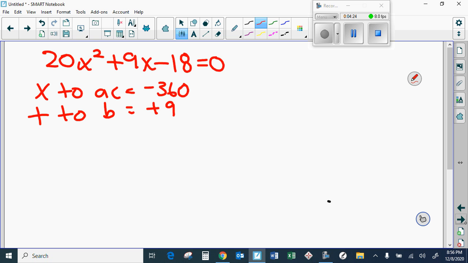So I need to look for when it's a negative, such as negative 360, that means I'm looking for two numbers that are this far apart from each other. Two numbers that are 9 apart from each other. One's going to be positive, one's going to be negative. And since I want the b to be positive, then the bigger of the two numbers is going to be a positive answer, and the smaller is going to be the negative one. Okay, so that should help you out.